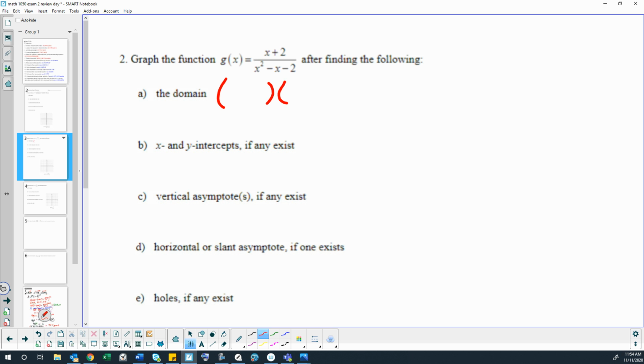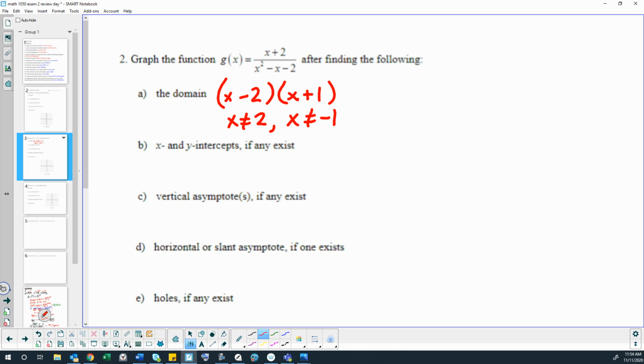So I'm going to factor the denominator, which gives me x to get my x squared. And then I need factors of -2 that add up to -1. So I think that's a -2 and a +1. Now that's for the domain, right? So then we look at what makes these zero. So that would be x does not equal 2, and x does not equal -1.